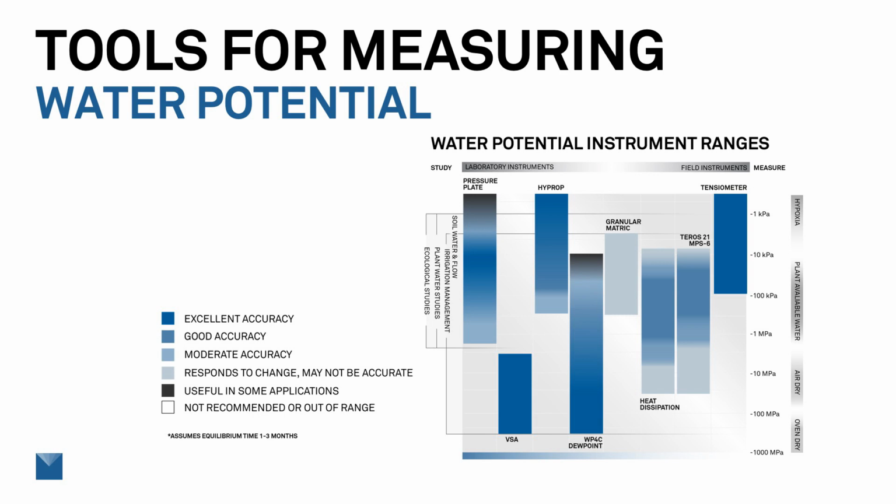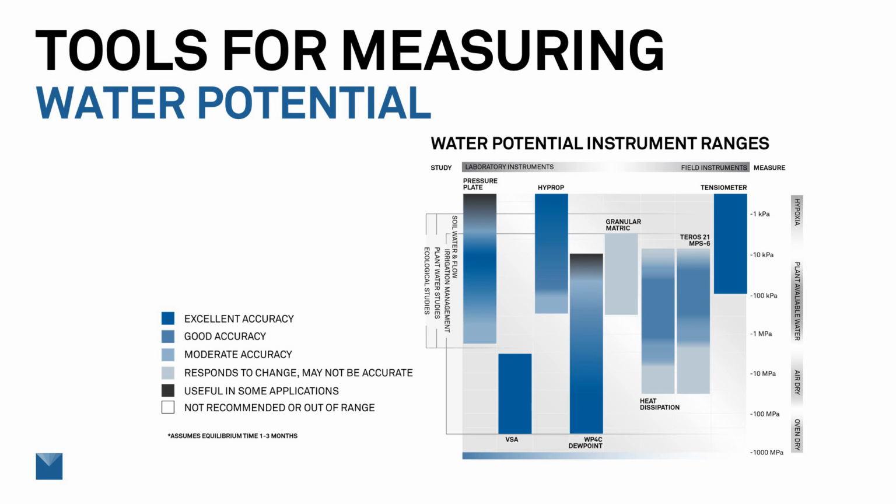This is one of the reasons a lot of people opt for measuring water content over water potential, because it's just an easier measurement to make. But water potential obviously plays a much larger role in how the water can be used and how it's going to move. So we have lab instruments that are well suited for the wet end, like pressure plates or the HyProp. And we have lab instruments that are suited for the dry end, things like a VSA or a dew point instrument like the WP4C.